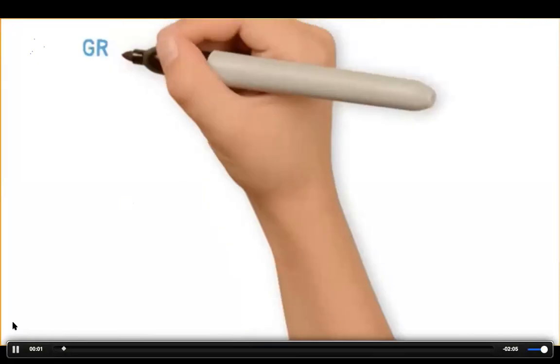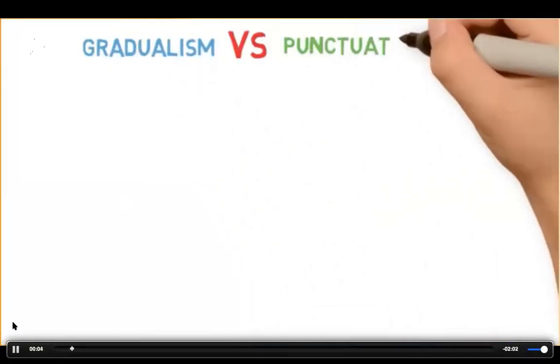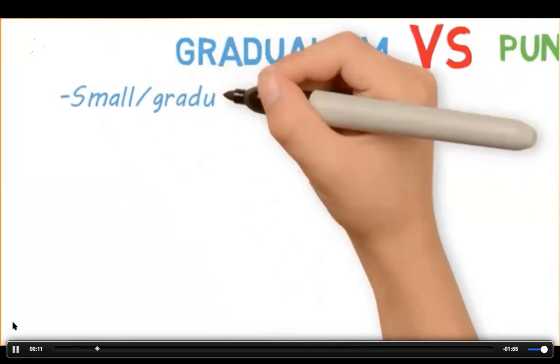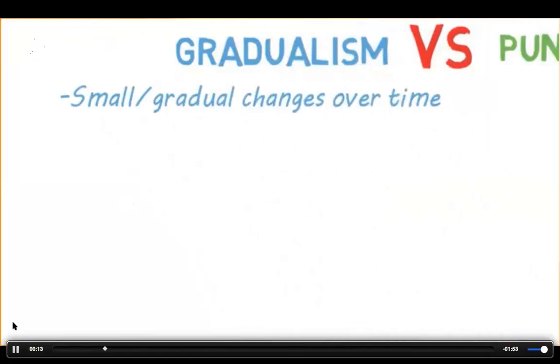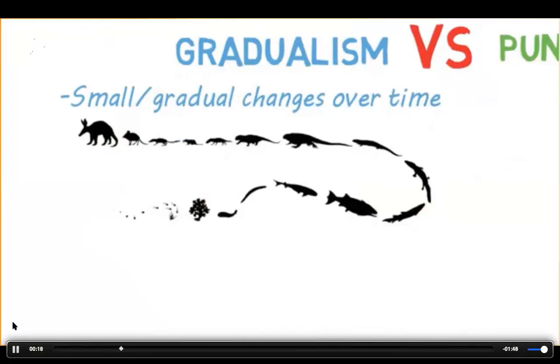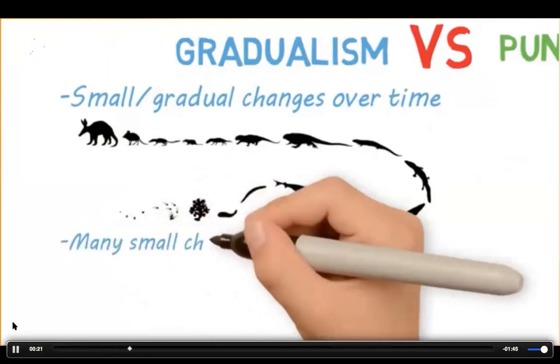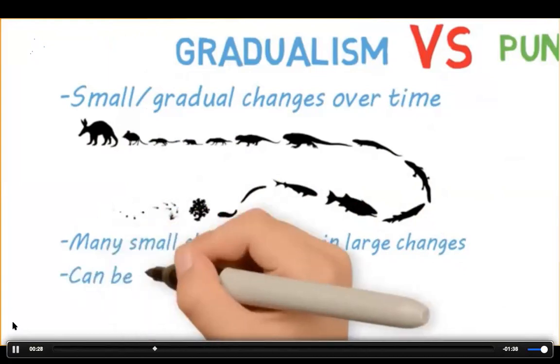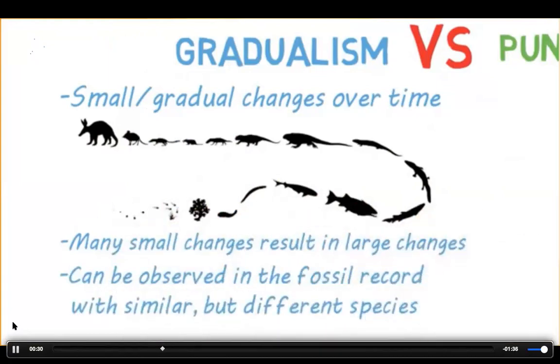Thanks for stopping by. Today we're talking about gradualism, punctuated equilibrium, and catastrophism. Now, these are all processes of evolution. The first one we'll talk about, gradualism, is small changes in evolution over time. All right, so small changes occur gradually, and these small changes can add up to result in large evolutionary changes within a species or between species. Right? This can be observed in the fossil record by looking at similar but different species, so they can compare and see these small changes.